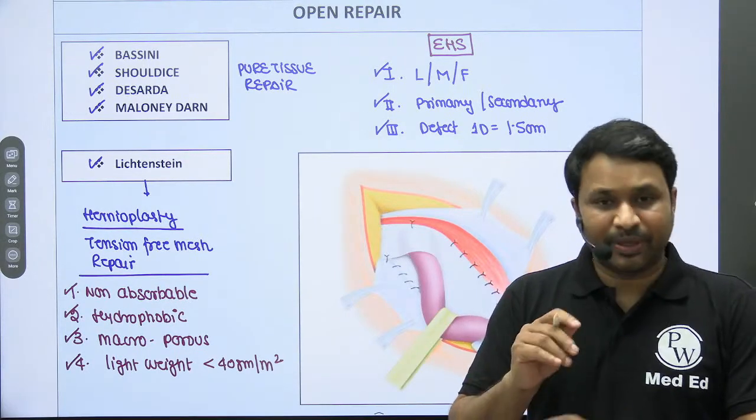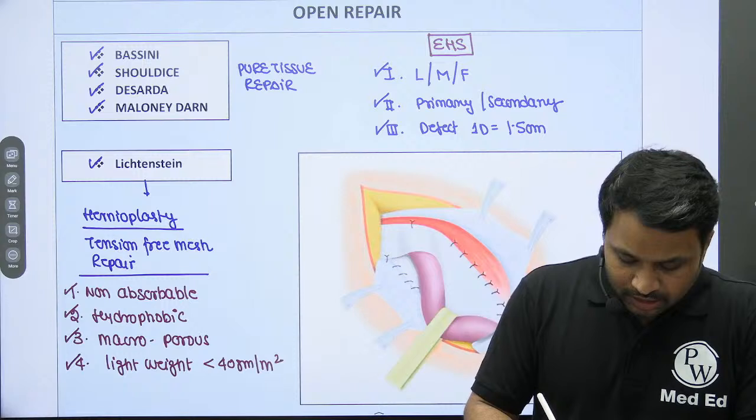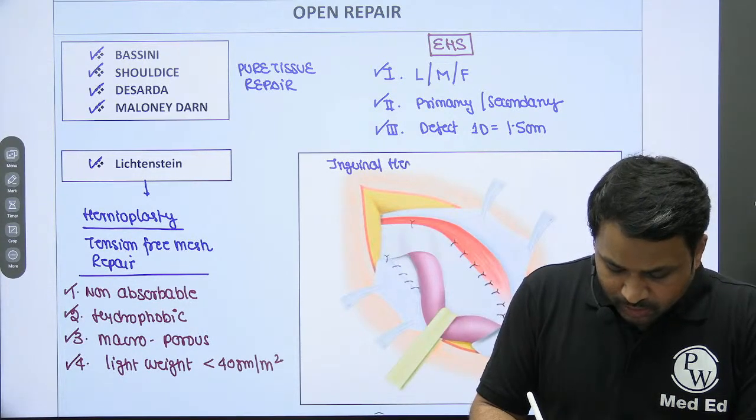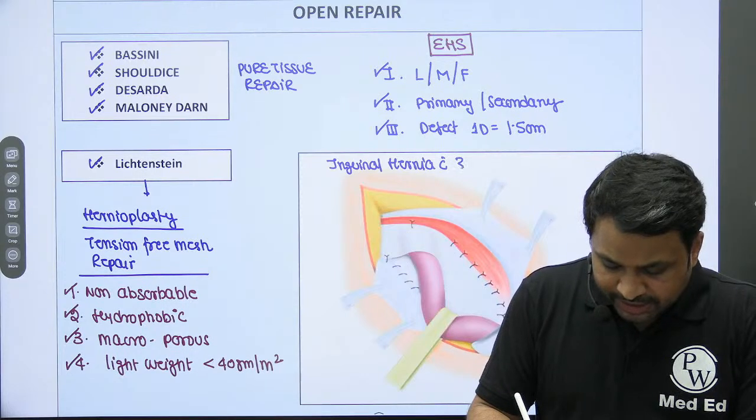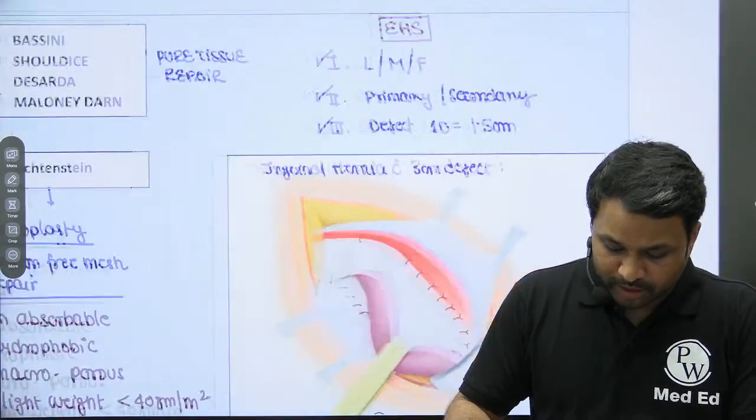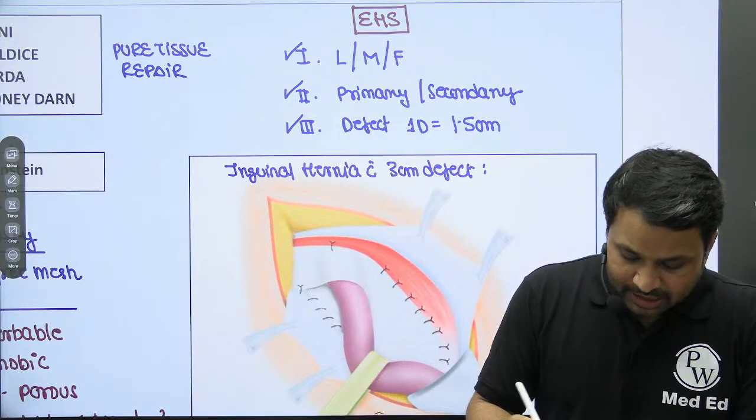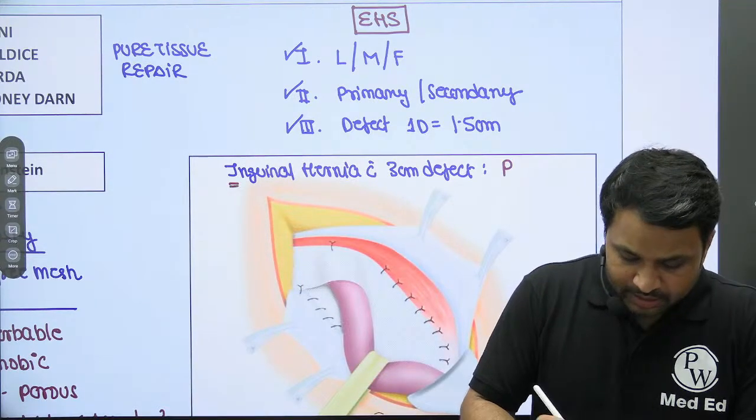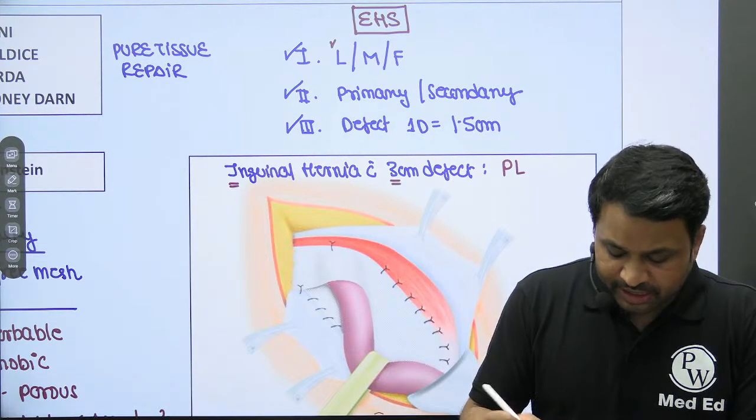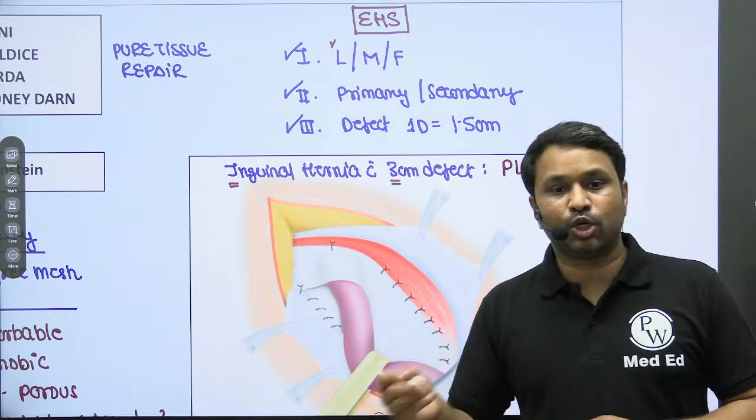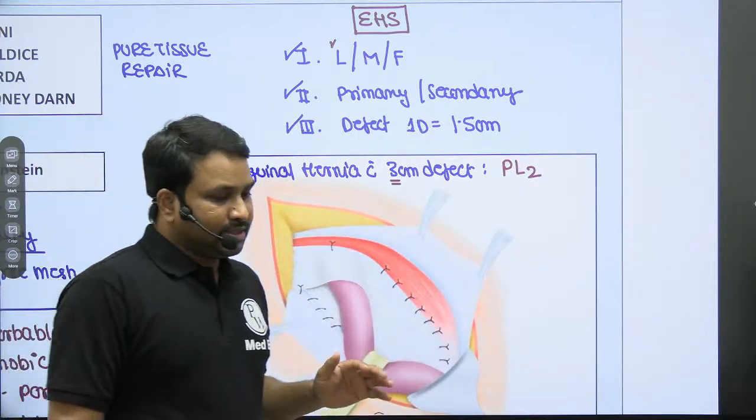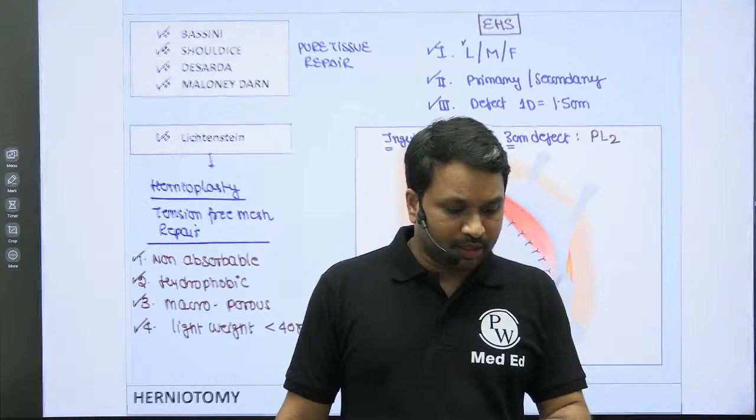Now, if you have a patient with an inguinal hernia with a 3 centimeter defect, according to the European Hernia Society, because it is occurring directly, it will be primary. Inguinal hernias are considered lateral hernias, so it is lateral. And one defect is 1.5 centimeters, you have 2 defects, so it is called the PL2 variety, right? This is according to the European Hernia Society.